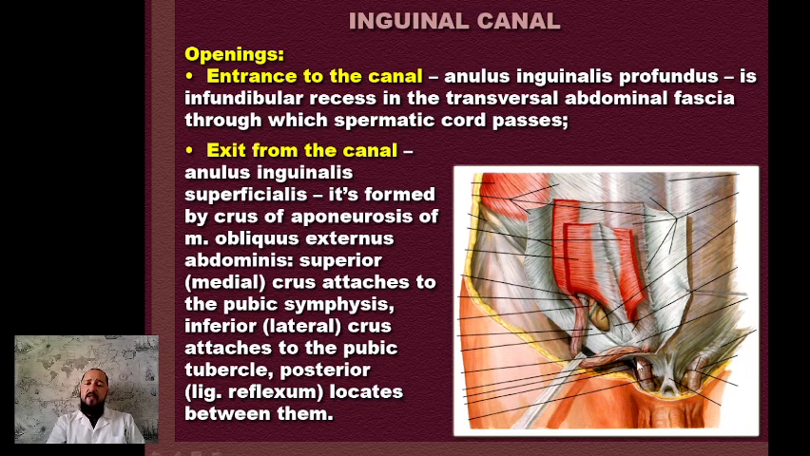So here it is. So aponeurosis of externus abdominis muscle touches two points, the pubic symphysis and the pubic tubercle. And between them there is an interspace. Through this interspace, the spermatic cord passes, going outside the canal and descending into the scrotum. So here it is. Superficial inguinal ring. Okay, till the next time.